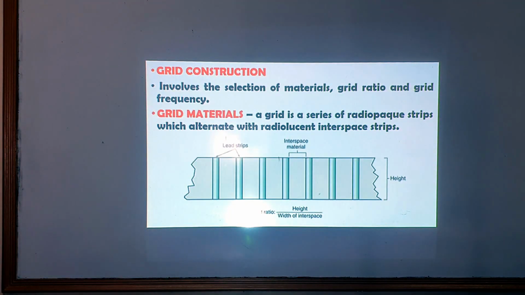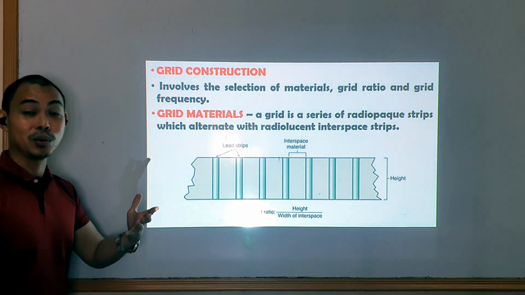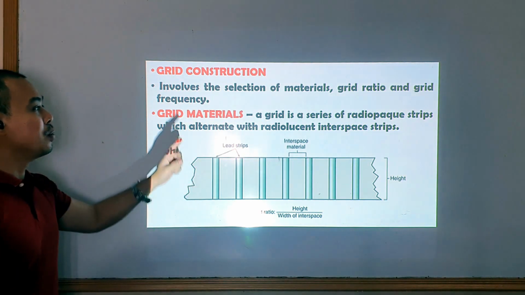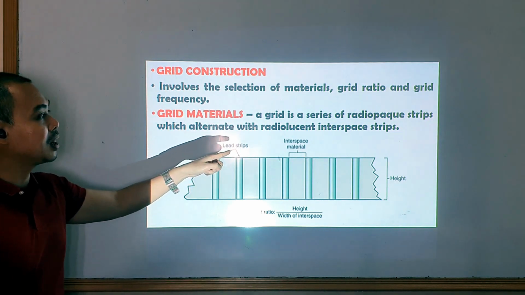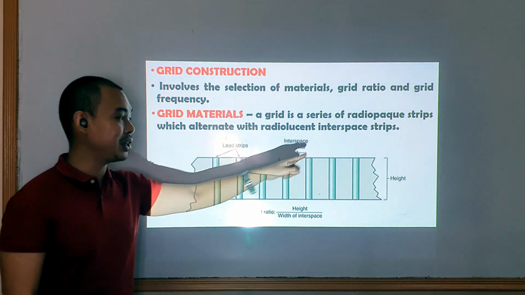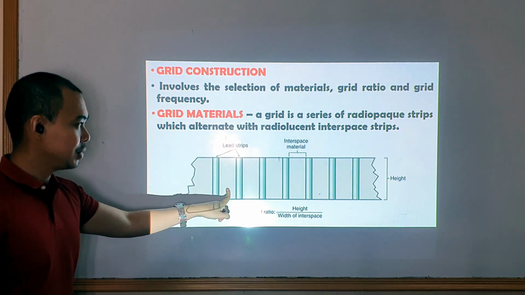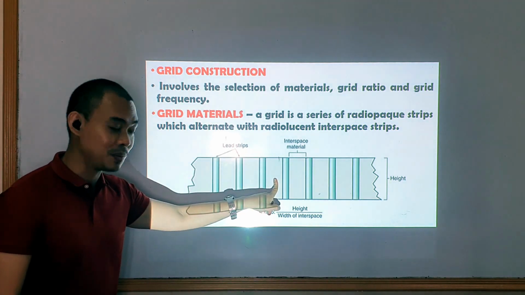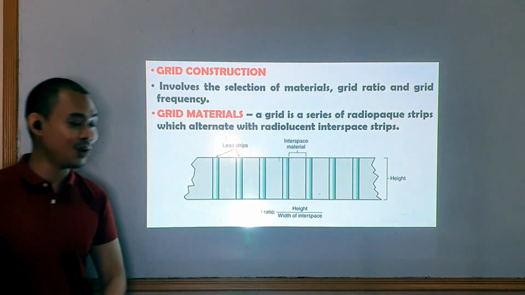So what about the grid construction? It involves the selection of materials, the grid ratio, and the grid frequency. So let's talk about the grid materials first. So a grid is a series of radiopaque strips. Radiopaque, it will appear white, right, on your radiographic image. Radiolucent, it will appear dark. So radiopaque strips which alternate with radiolucent interspaced material. So you have your lead strips here, interspaced material, lead strip, interspaced material, lead strip, interspaced material, lead strip, so on and so forth.